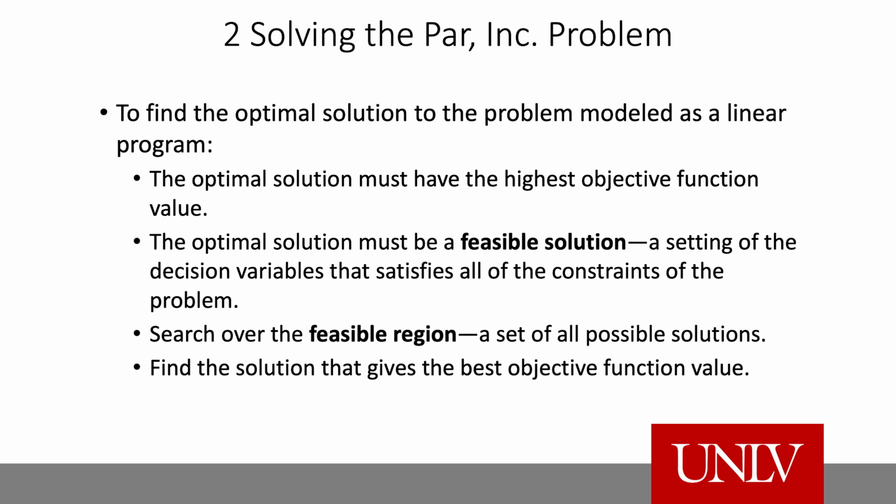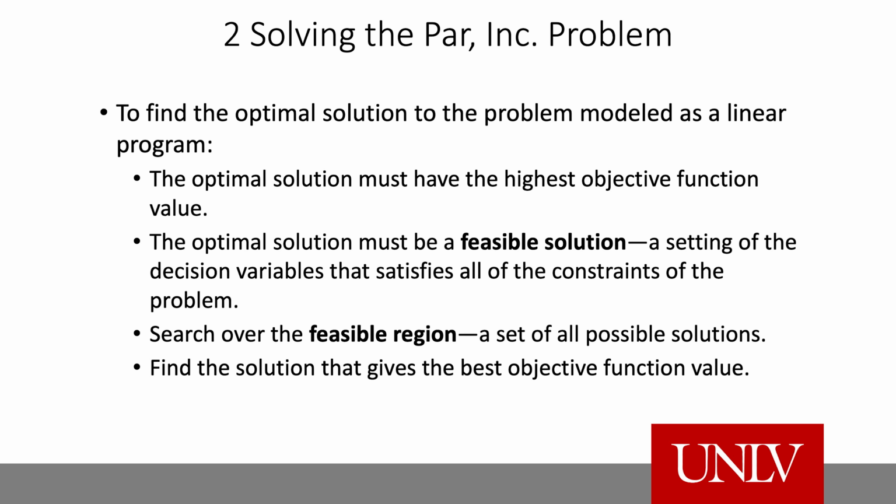Since we already know that the problem is a linear program, let's discuss how we might find the optimal solution. The optimal solution must be a feasible solution. A feasible solution is a setting of decision variables that satisfy all of the constraints of the problem. So to solve a linear program, we must search over the feasible region, which is the set of all feasible solutions, and find the solution that gives the best objective function value.